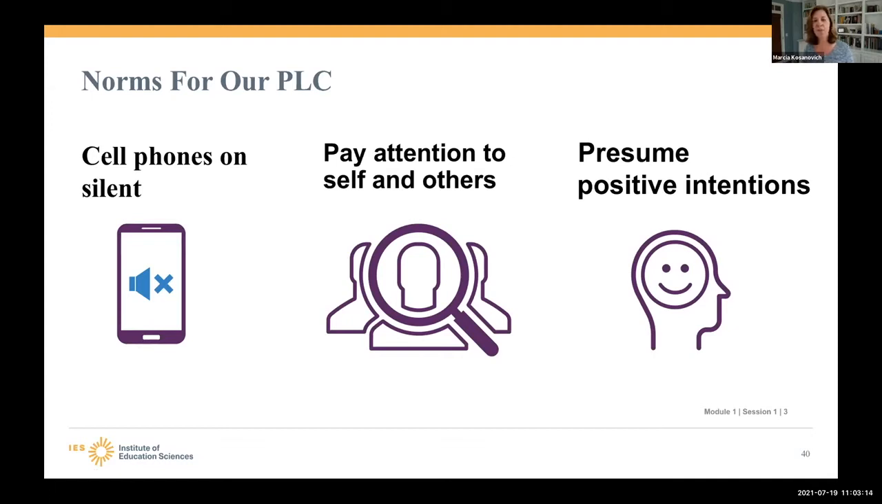And then presume positive intentions. This means pausing before responding. Usually when people contribute to a conversation, their intent is to be constructive. So always respond positively to keep the discussions productive. And then you can ask, is there anything else we should add to the list? So these are just 3 norms that you can use, but you can obviously adapt it to your context. You will probably know your teachers.